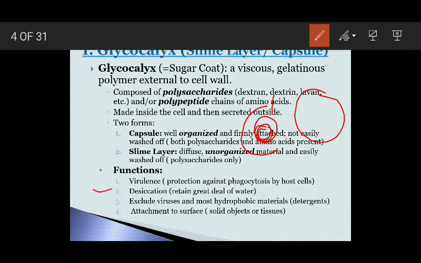The second important function of glycocalyx is that it prevents desiccation. It prevents loss of water from the bacterial cells because the glycocalyx has a lot of water retention capability. The third function of glycocalyx is that it excludes viruses and most hydrophobic materials from entering the bacterial cells. Say this is a glycocalyx layer. It prevents the entry of viruses and other hydrophobic materials into the bacterial cells which can cause damage to the bacterial cell. One more function of glycocalyx is that it helps the bacterial cells to get attached to the surfaces of solid objects and tissues.